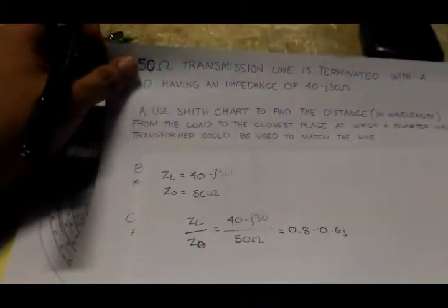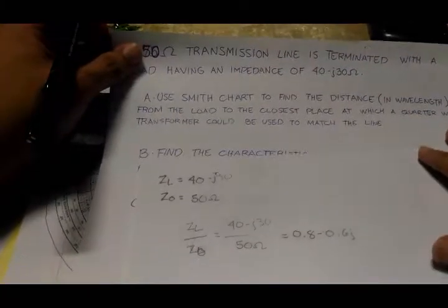Now let's try this problem. Use the Smith chart to find the distance in wavelength from the load to the closest place at which a quarter wave transformer could be used to match the line.